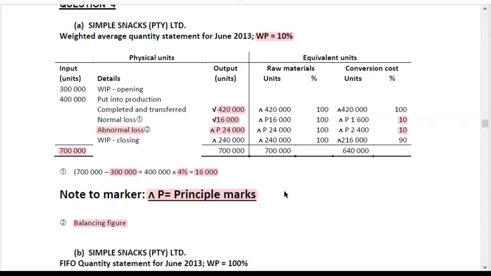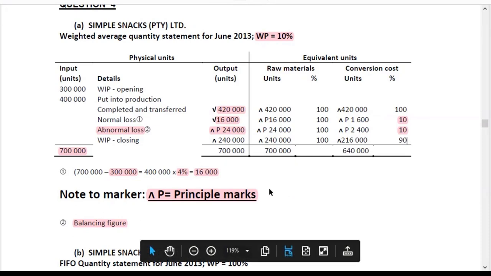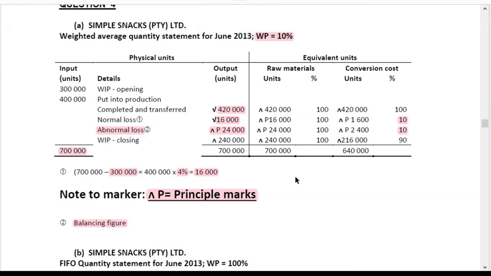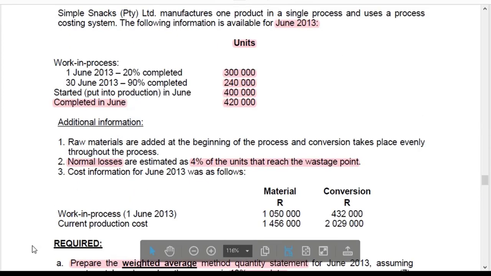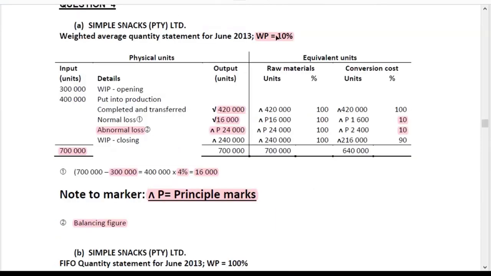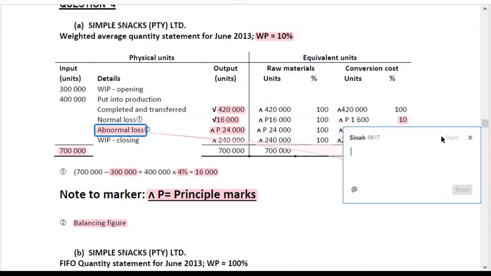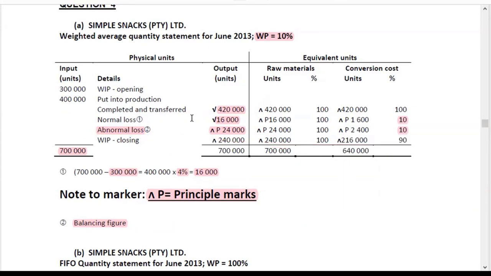Actually, mine was off. What made it off was the normal loss calculations. I'm struggling to calculate the wastage point. Even from the example, I tried to do it, because on Wednesday I had a lot of load shedding. But the wastage point part, I'm really struggling with. If you can please just do one more time there. Sorry, class, for the interruption.